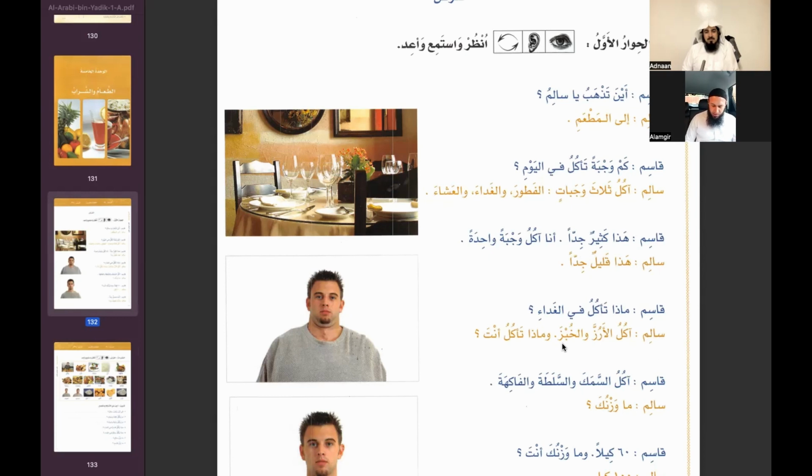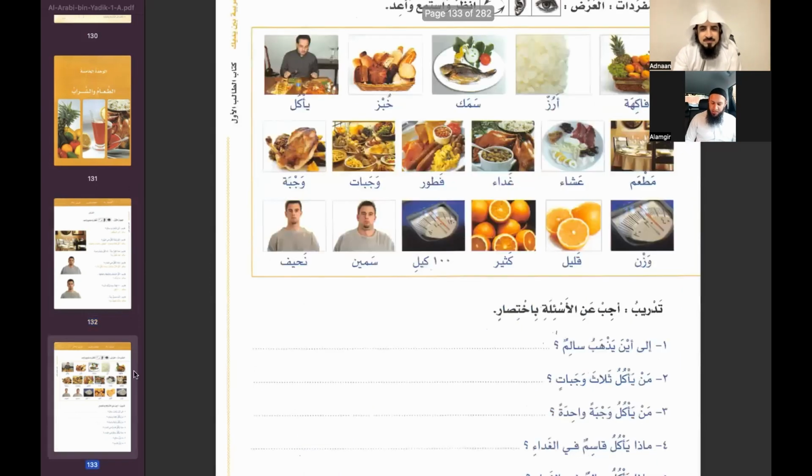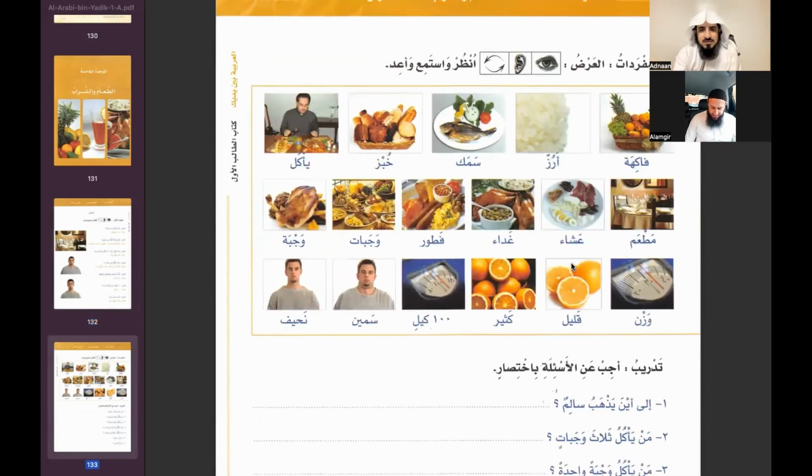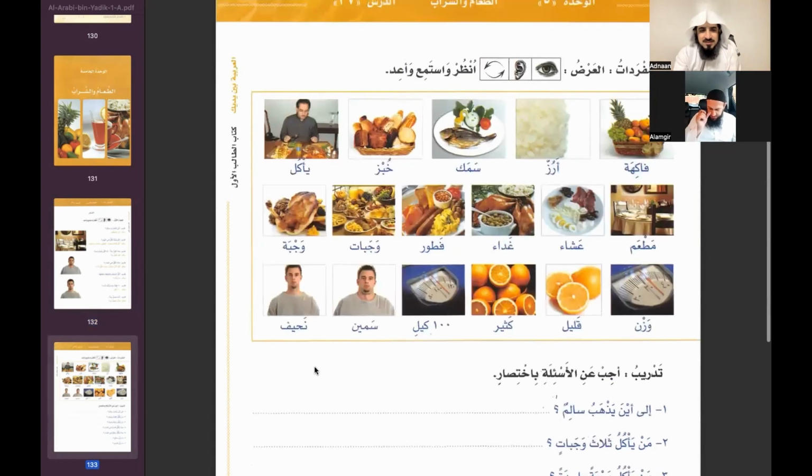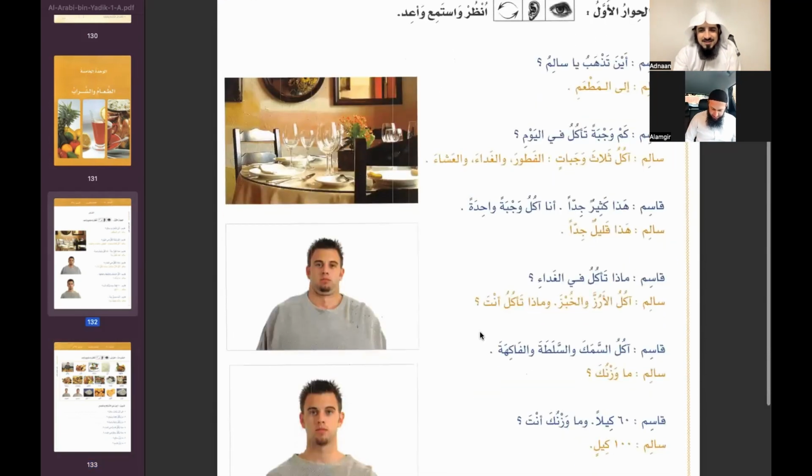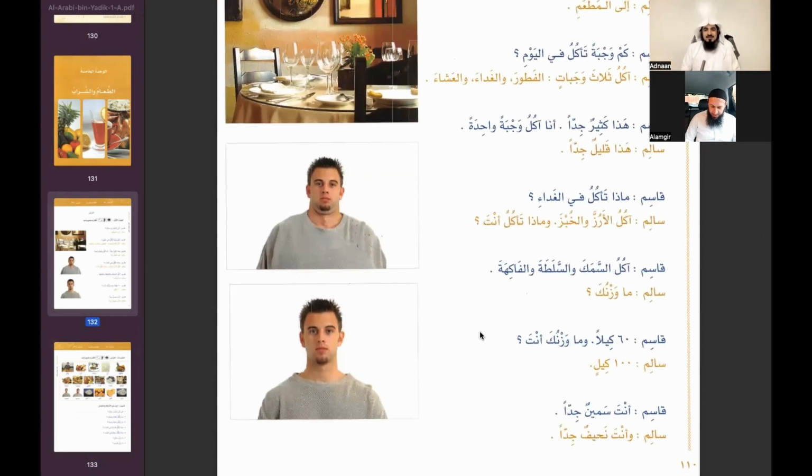آكل السمك والسلطة والفاكهة. سلطة. I eat fish. Salata is like salad in English. It's like an English word. Salata, salad. I eat fish, salad, and fruits.